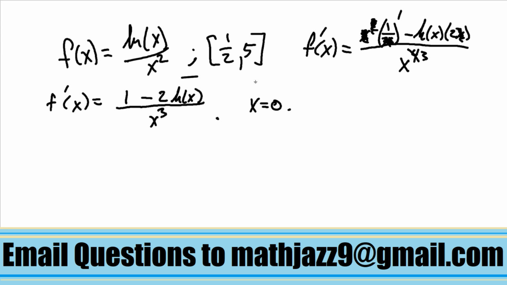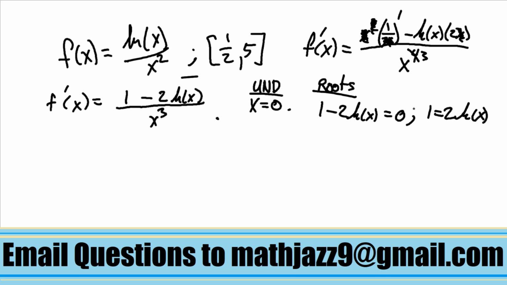x equals 0. Where is this equal to 0? Well, our roots are going to be when 1 minus 2 ln x equals 0, which is the same as 1 equals 2 ln x, which is the same as ln x equals 1/2, which is the same as x equals e to the 1/2, or the square root of e, depending on what is easier for you to write.